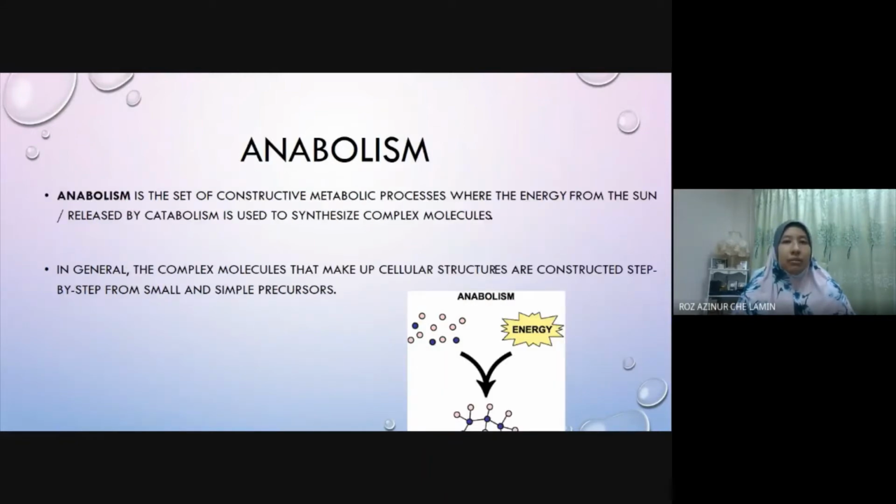Anabolism is a set of constructive metabolic processes where the energy released by catabolism is used to synthesize complex molecules. In general, the complex molecules that make up cellular structure are constructed step by step from small and simple precursors.